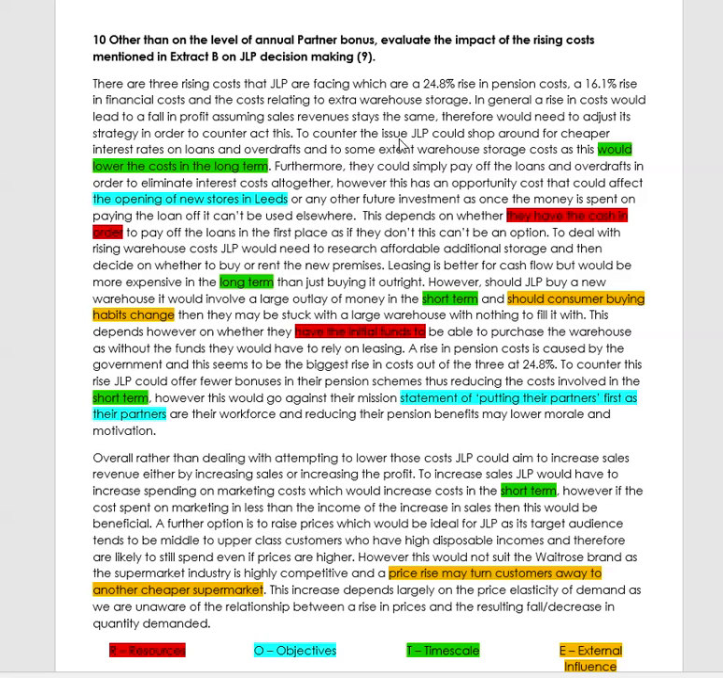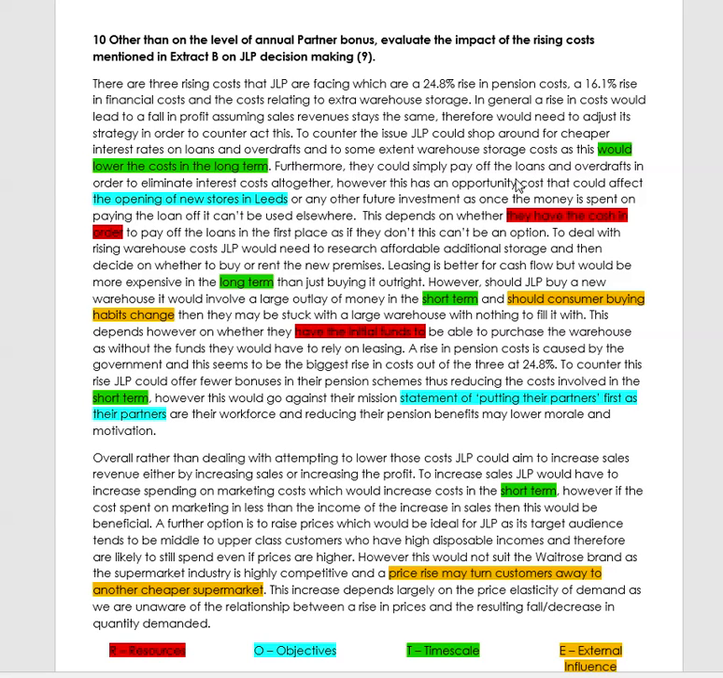The first thing is, to counter the issue, JLP could shop around for cheaper interest rates on loans and overdrafts, and to some extent warehouse storage costs, as this would lower the costs in the long term. Now, I could have put a simple full stop after this would lower the costs, which is true, but we need to talk about whether that consequence is a short-term or long-term effect. And as you can see throughout this, I've put timescale in whenever I can when I'm talking about a consequence or an effect on a business, because it shows that you can work out the time span of when these effects could happen.